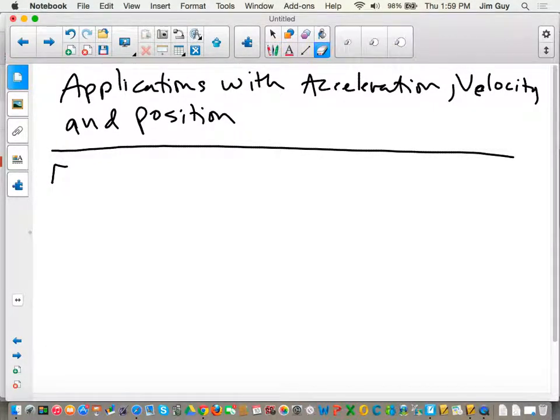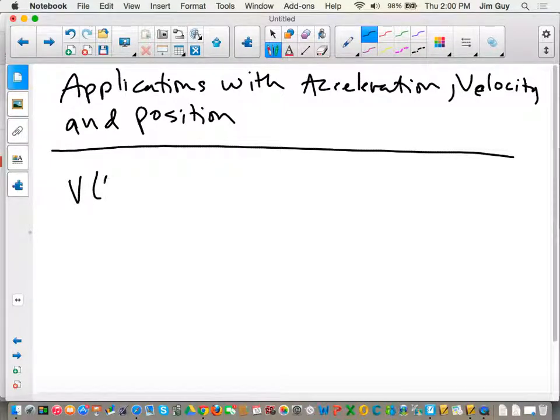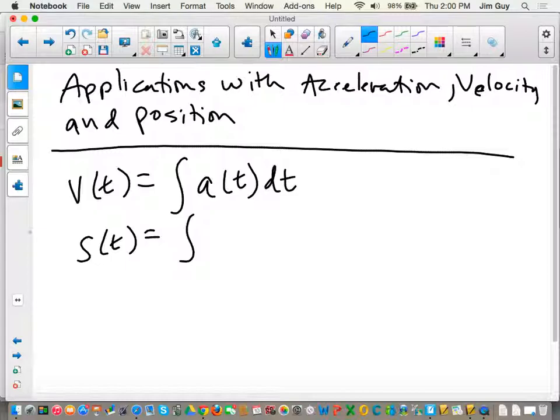Now, before we get into the example, let's just quickly review. If I start with acceleration, how would I find velocity? What do you think? We're thinking backwards now, so what would you do? Antiderivative, right? So velocity is the integral of acceleration. And then if we wanted to get to position, we would take the integral of velocity. So the position is equal to the integral of v of t. So we know that connection already. Now we're just going backwards from before.